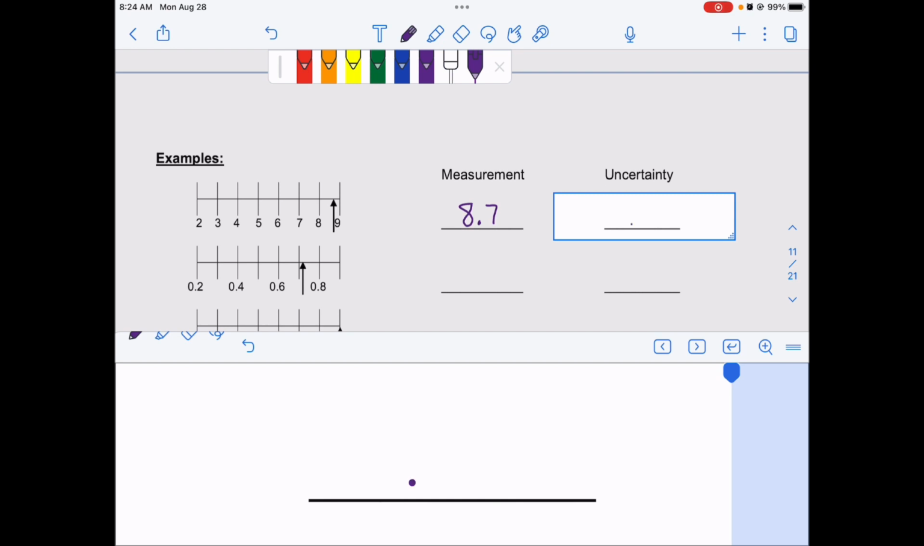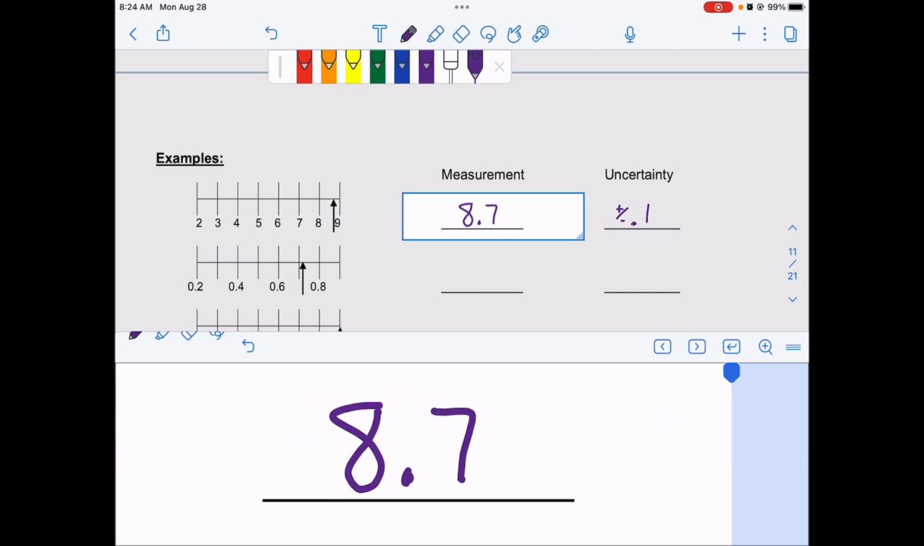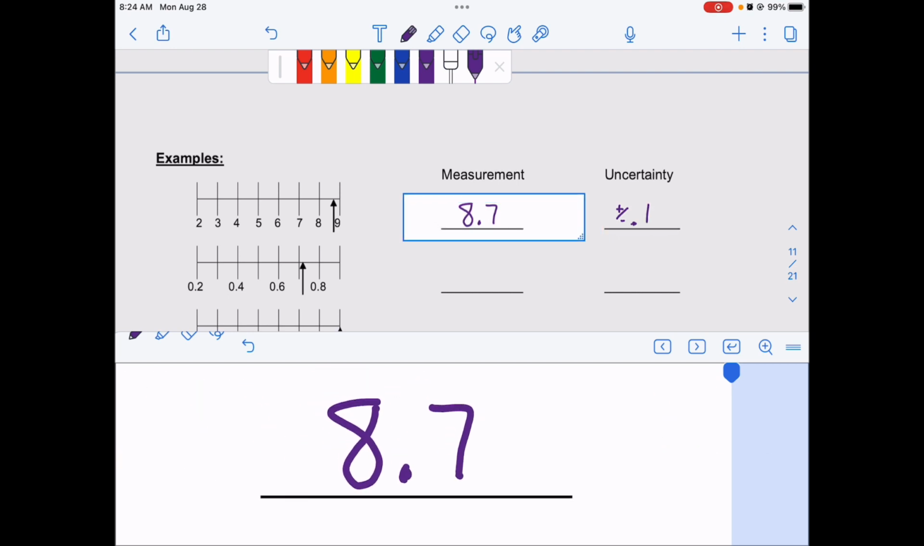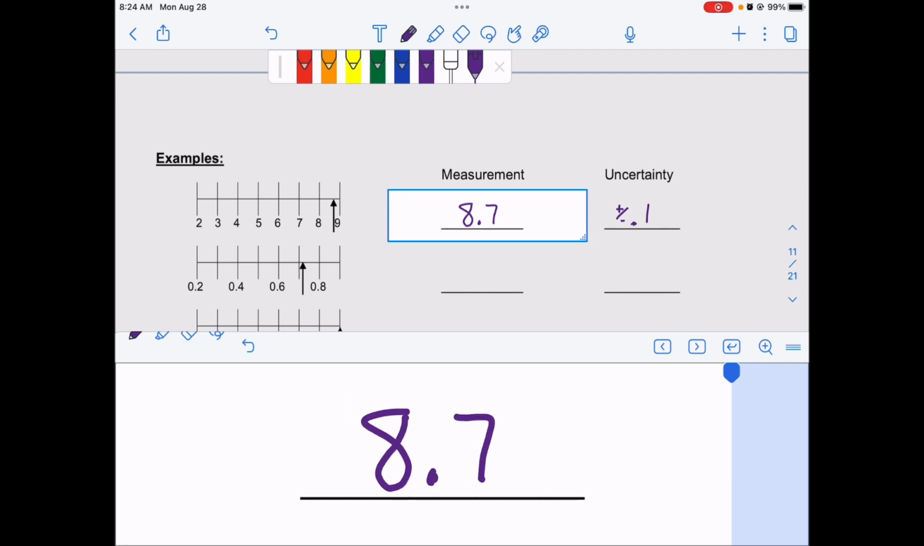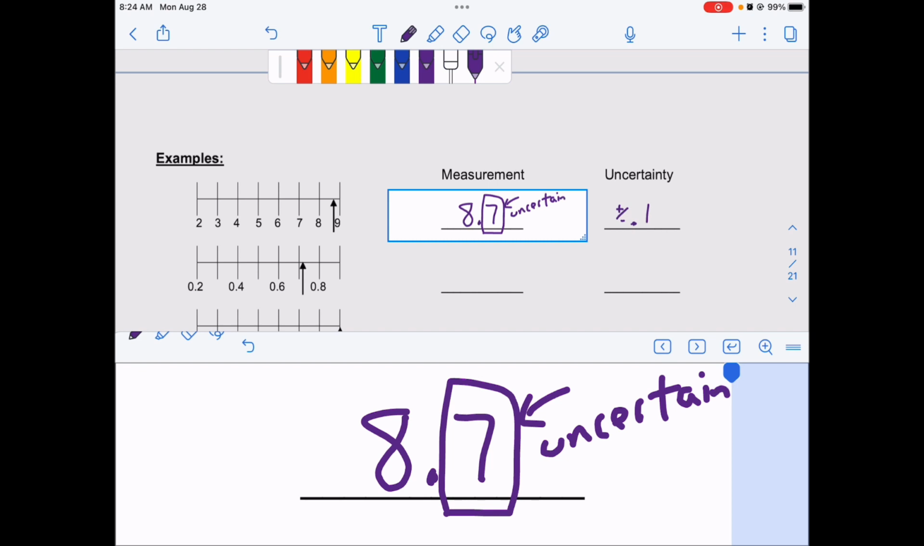Okay, so my uncertainty would be plus or minus. We'd write it plus or minus 0.1. But more importantly, the uncertain digit is the one that we're going to be marking in on the checkpoint and on your practice. And so this 7 right here, that is our uncertain digit. Okay, I don't remember if we're squaring it or circling it or what we're doing, but that's our uncertain digit right there. That's the uncertain digit. Okay, and so that's the one that we had to estimate.